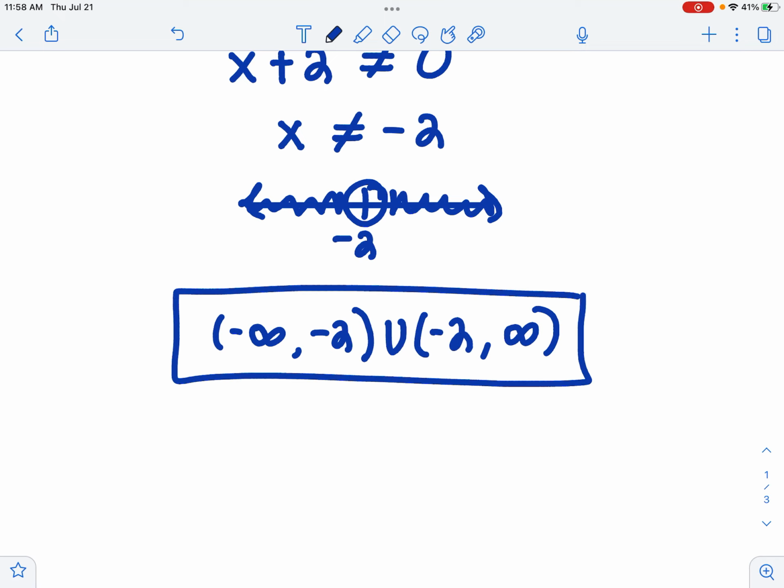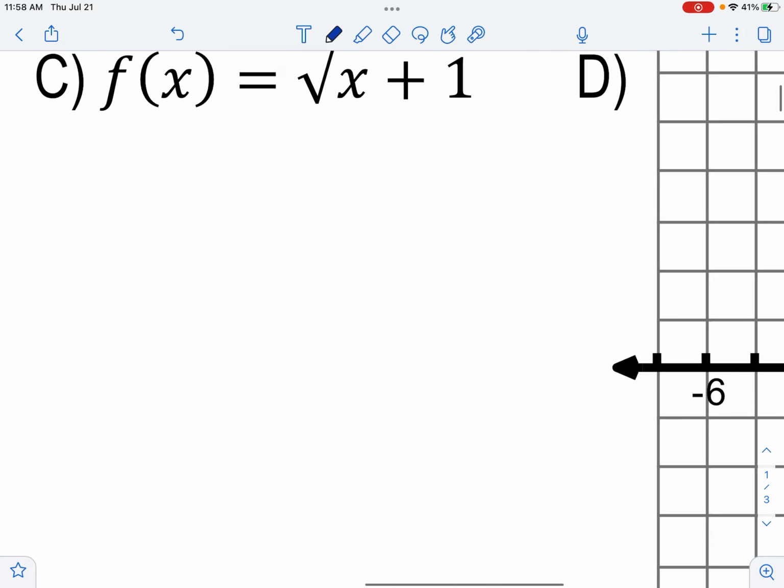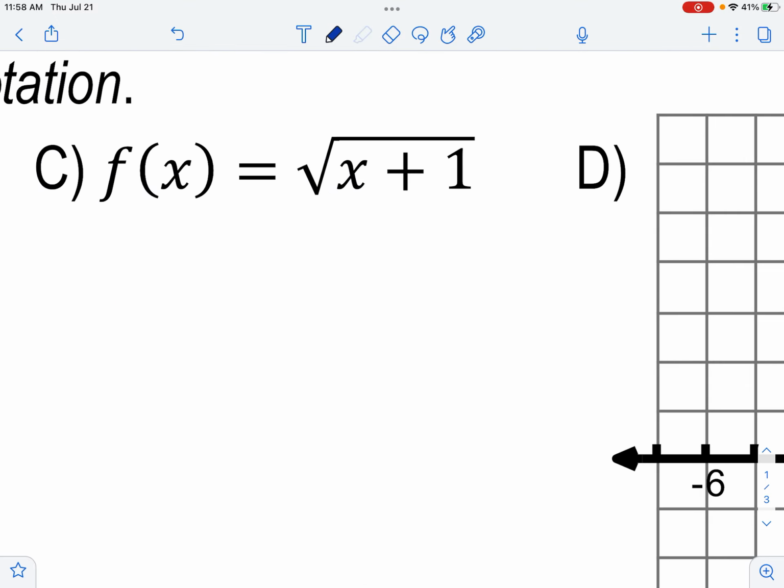All right. The next one, you have a square root here. So we're going to look at the argument, which is whatever's underneath the square root. That has to be greater than or equal to 0. It can't be negative. It can be 0, but it can't be negative. So we're going to say the argument has to be greater than or equal to 0. Solve for x. We get x is greater than or equal to negative 1.